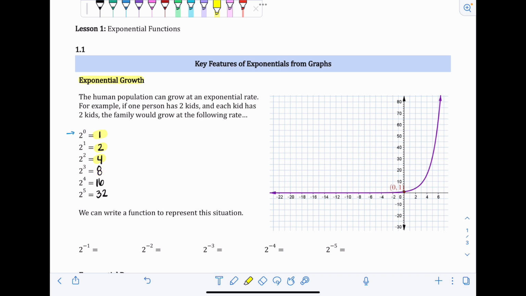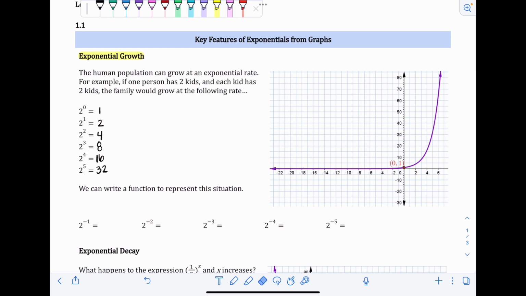So if I were to add up all the people in this family, I would add all of these lines. It wouldn't just necessarily be the 32, it'd be the total of all of them. But by that 5th generation, there would be 32 new children. Okay, so we can write a function to represent this situation.